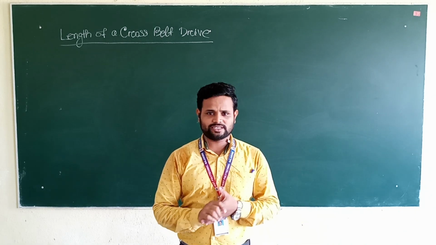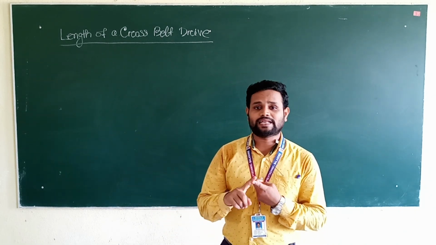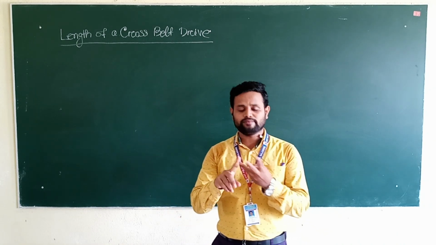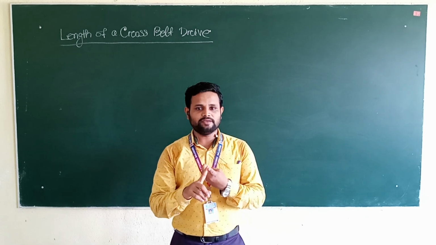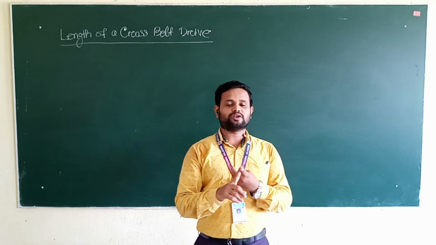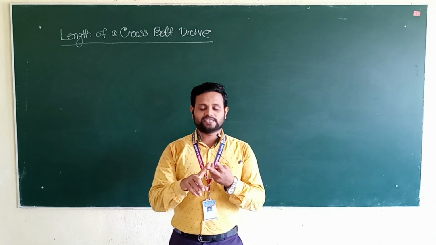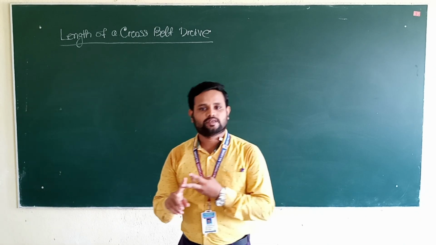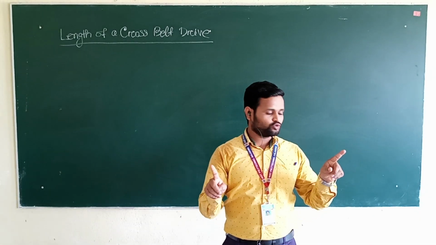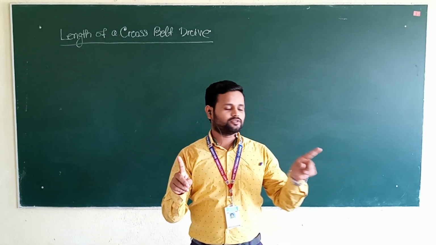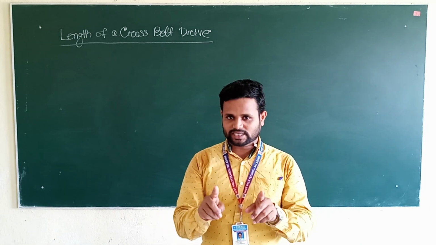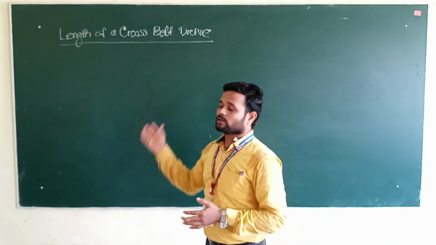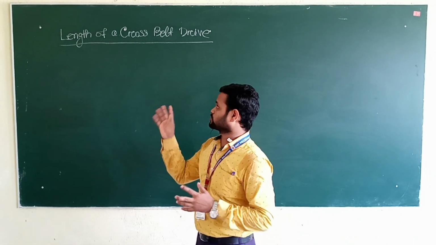In the previous class we studied the difference between open belt drive and cross belt drive. We know that there are 3 belt drives: open belt drive, cross belt drive and compound belt drive. In case of open belt drive, the direction of rotation of driver and follower pulley are the same. In case of cross belt drive, the direction of the driver is opposite to the direction of the follower. And in case of compound belt drive, when several pulleys are intersected between the two pulleys, driver and follower, we can say compound belt drive is used. So today we will study the length of a cross belt drive.